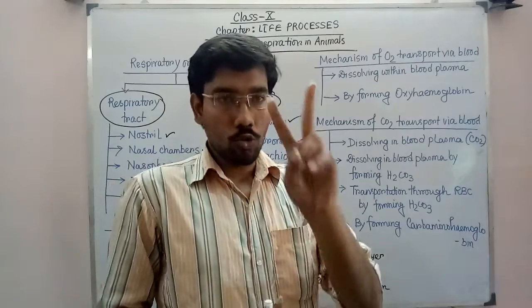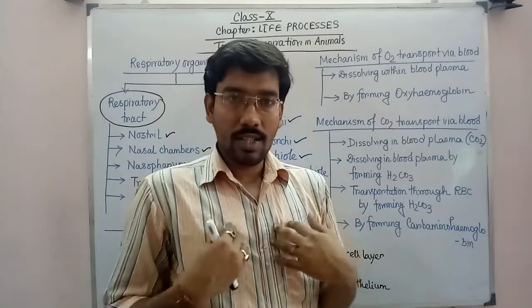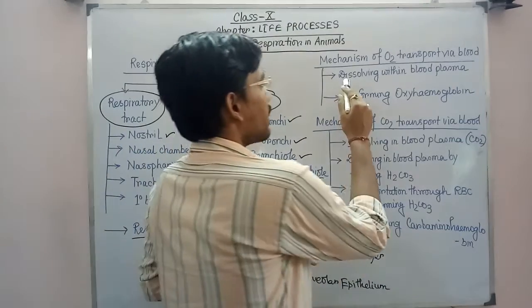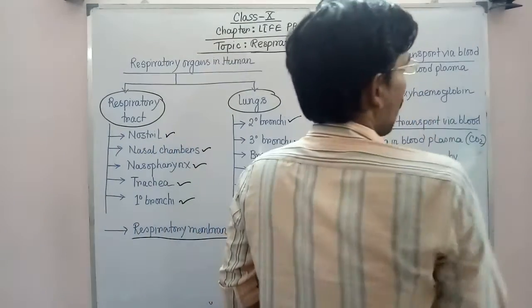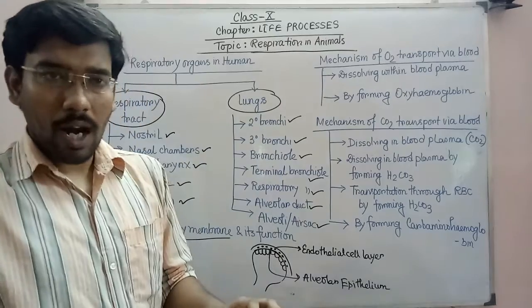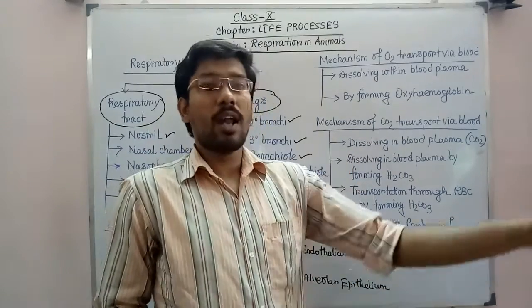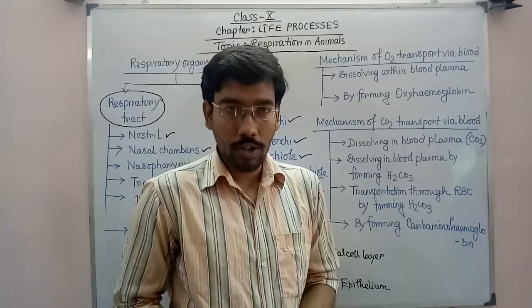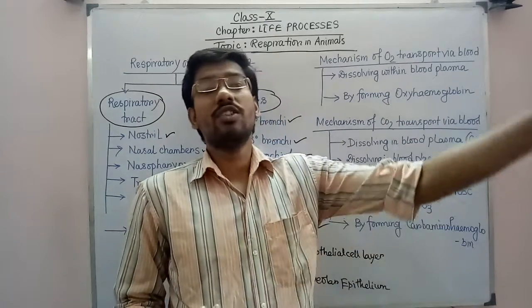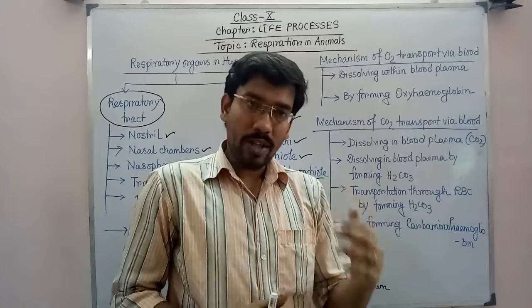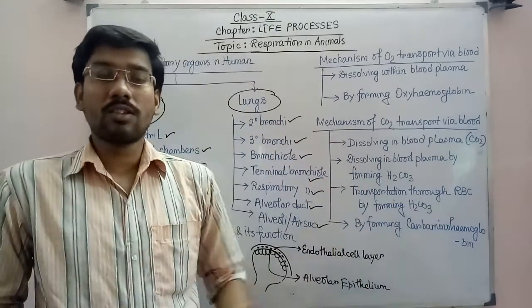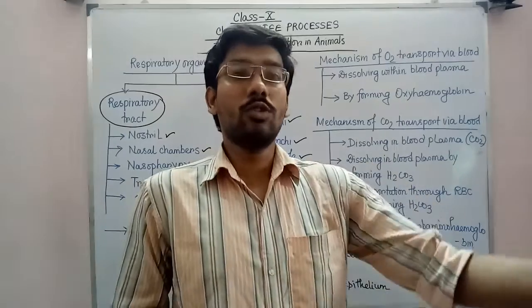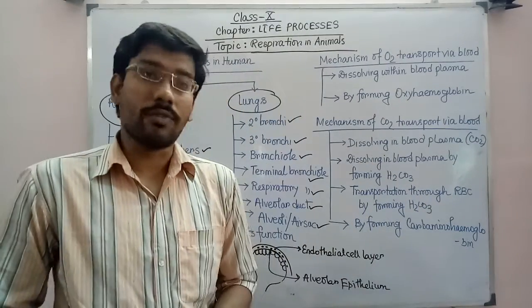There are two processes through which oxygen can be transported to each and every body organ. The first procedure is dissolving within blood plasma. Oxygen gets dissolved in the blood plasma, and as the blood plasma flows to each body part, organ, or tissue, the oxygen is transported. When the oxygen comes into near contact with the body organ, it enters those organs by the process of diffusion.